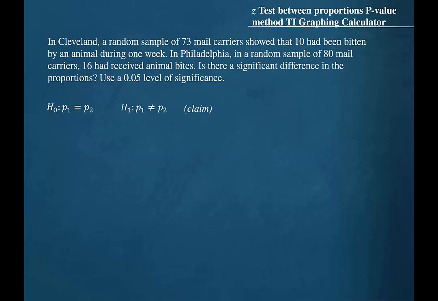So we should begin by organizing the data that is given to us in the problem. We are given data about mail carriers in Cleveland and in Philadelphia. It is important that we are consistent in the way that we identify the groups, so we will call Cleveland Group 1 and Philadelphia Group 2. The problem tells us that N1, or the number of observations from Group 1, is 73, and X1, the number of successes, is 10. We are also told that N2, the number of observations from Philadelphia, is 80, and X2, the number of successes, is 16.